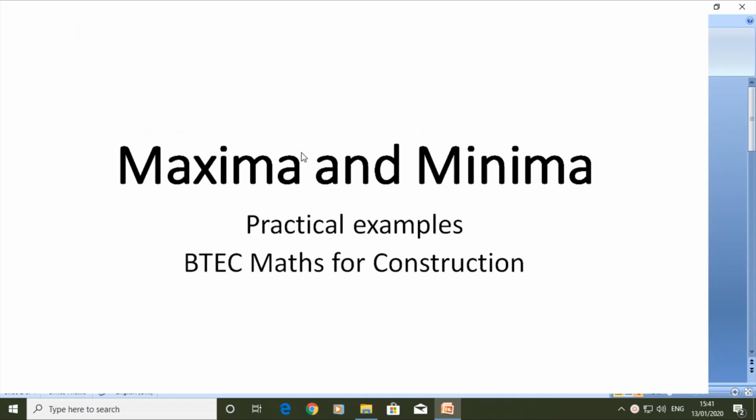Maxima and minima. This is not an astronomy video. I'm making this for my Year 2 BTEC Maths for Construction students because they asked me to do it. They've got an exam on Monday. Anyway, maxima and minima, practical examples.